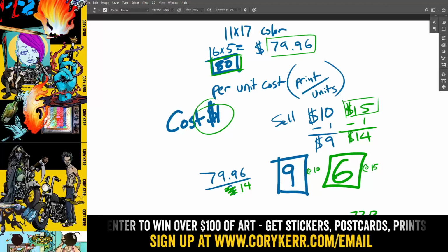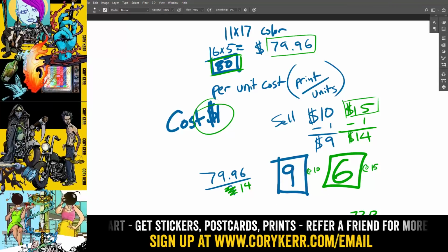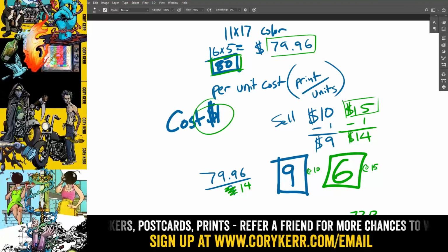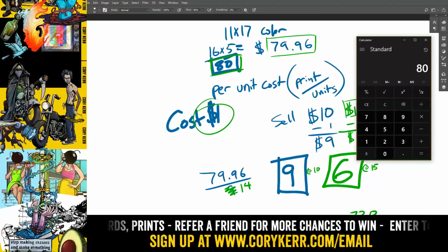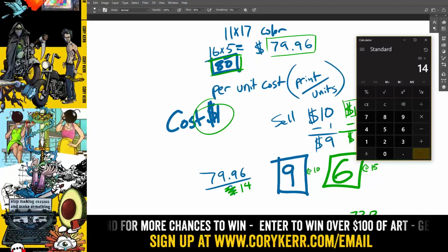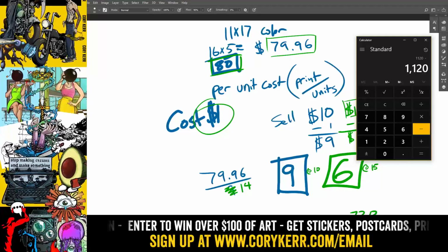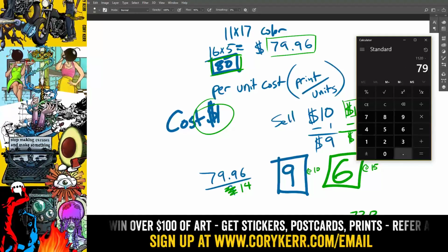So let's do the same thing at $14, if we were to sell it at 15. Okay, so I'm going to go 80 times $14 equals almost $1,200. Okay, minus 79.96.